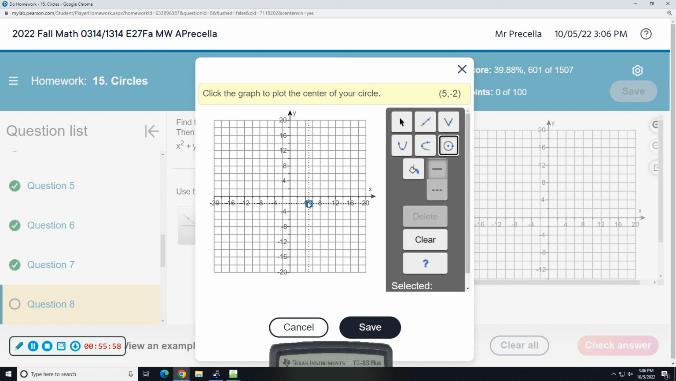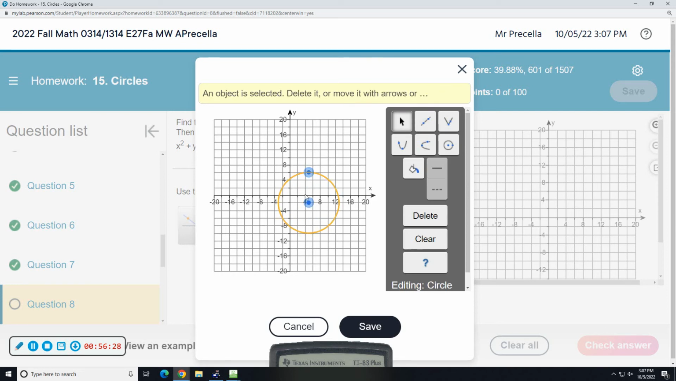No, it's counting by 2. Each one of those tick marks is 2. So there's 5, negative 2. And the radius was what? 8. So we're going to count. What do y'all want to do? Y'all want to count up 8? So we're at negative 2 plus 8. Is that going to put us at 6? Let's see. Negative 2 plus 8. I think that's it. We went from negative 2: 1, 2, 3, 4, 5, 6, 7, 8.